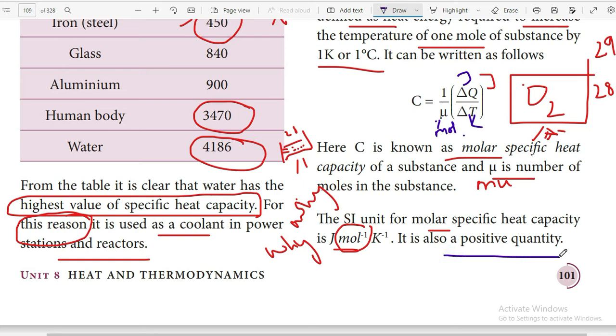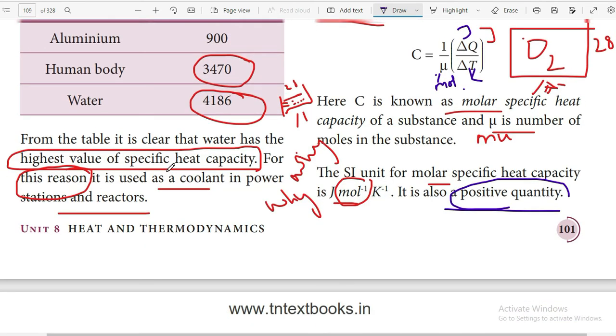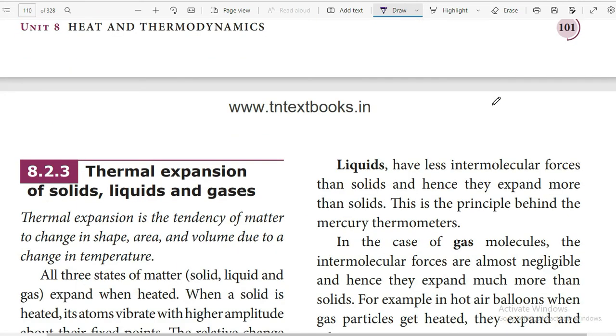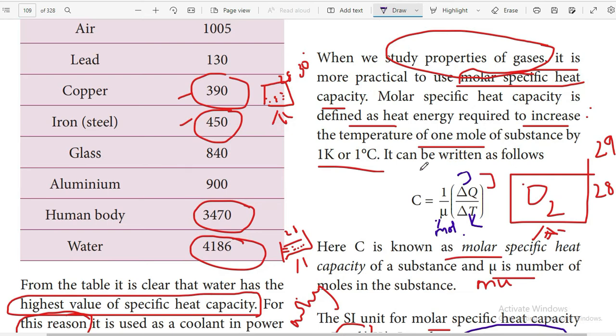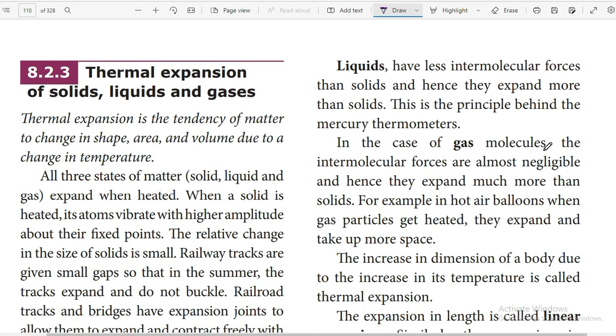This is also a positive quantity. Remember this point. Specific heat capacity, heat capacity and molar specific heat capacity are all positive quantities. We are not talking about negative quantities. Why are they positive? We are only talking about increasing the temperature. See here also, we are increasing the temperature of 1 mole of a substance. We are not talking about decreasing the temperature. So it's a positive quantity.